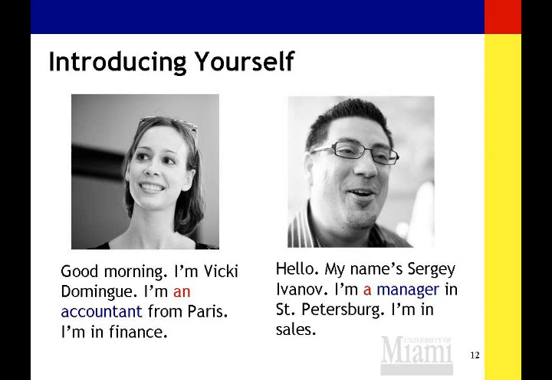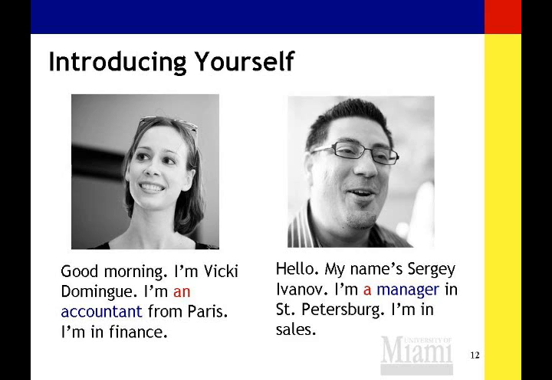Do you remember Sergey and Vicky from the business cards at the beginning of this lesson? Let's see now how Sergey and Vicky introduce themselves. We'll start with Vicky. Good morning, I'm Vicky Domingue. I'm an accountant from Paris. I'm in finance. Did you notice the word "an" in front of accountant? Do you know why we use "an"? We use the word "an" in front of the word accountant because accountant begins with a vowel, the letter A. We'll look more closely at this in just a minute.